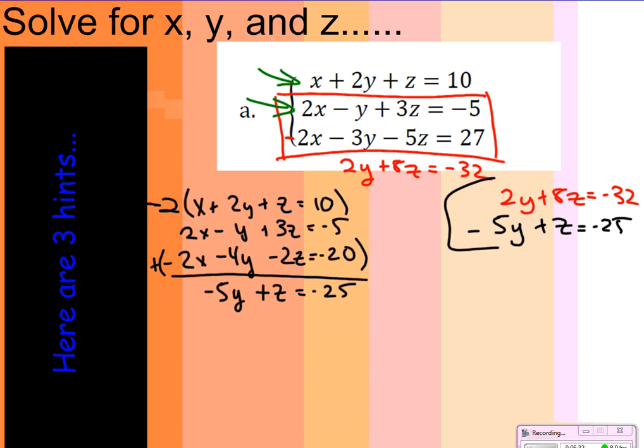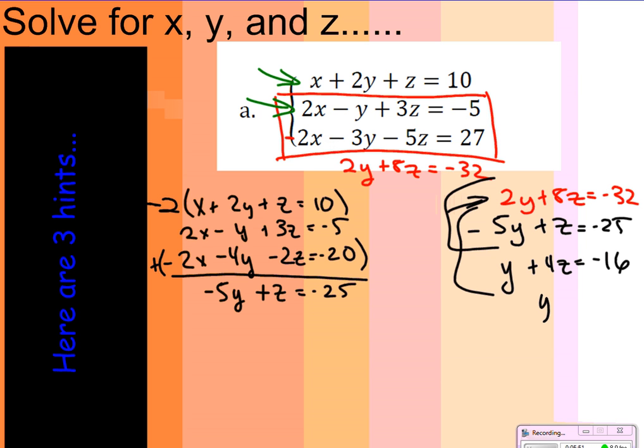5y plus z equals negative 25. One of the first things I could do here is just divide everything by 2. So that'll give me y plus 4z equals negative 16. And then it just becomes a matter of how do you want to solve it. So what I might do is do a little substitution.